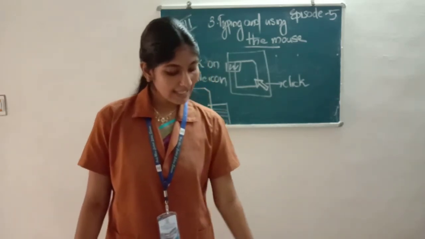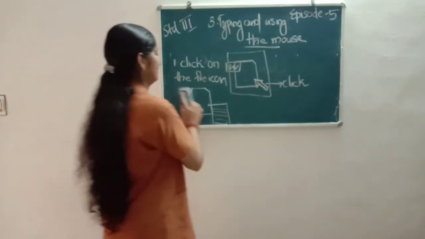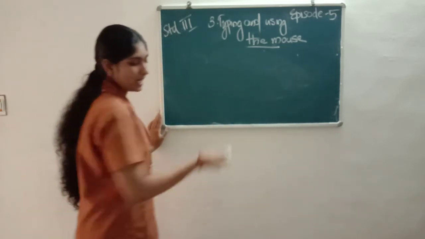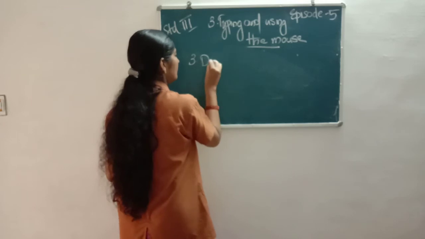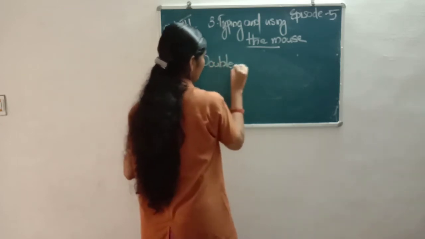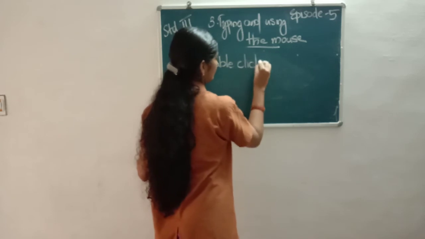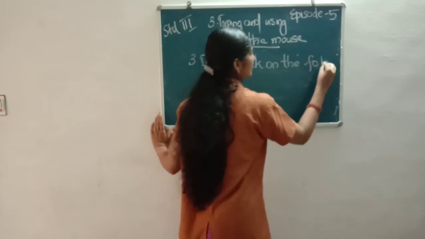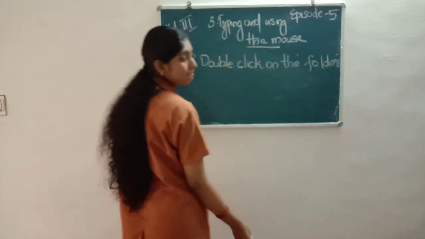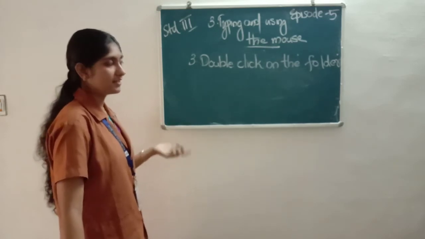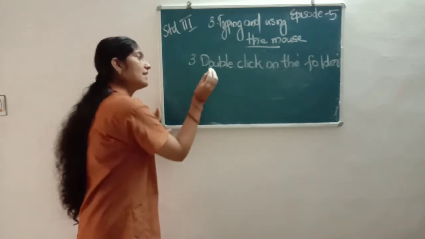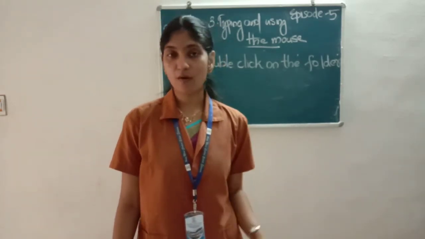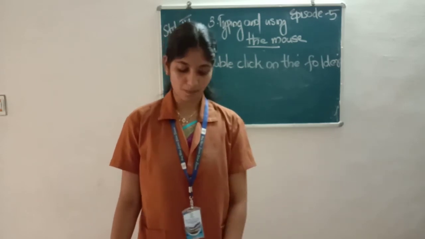Then third question, double click on the folder. Double click means if you want to open the application or a folder, you can use double click. So that means click twice. So finally, double click the left mouse button, and that folder opens.